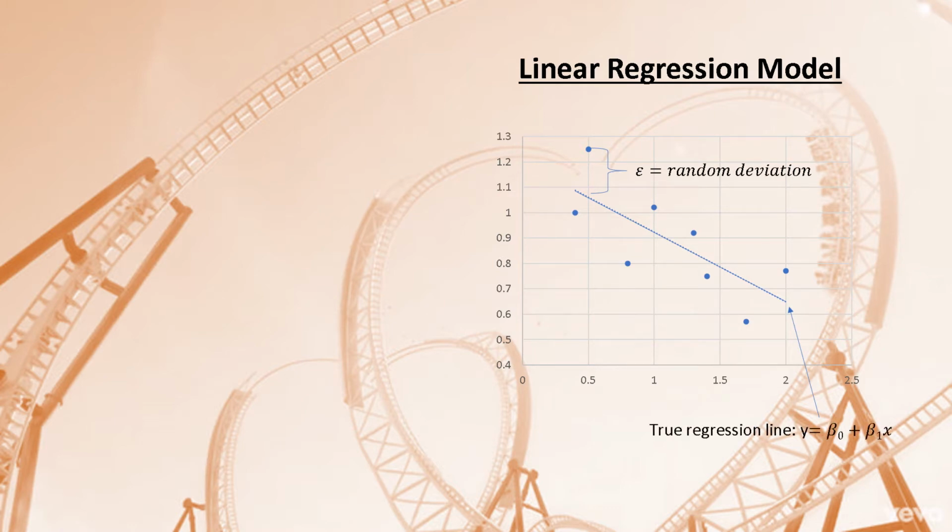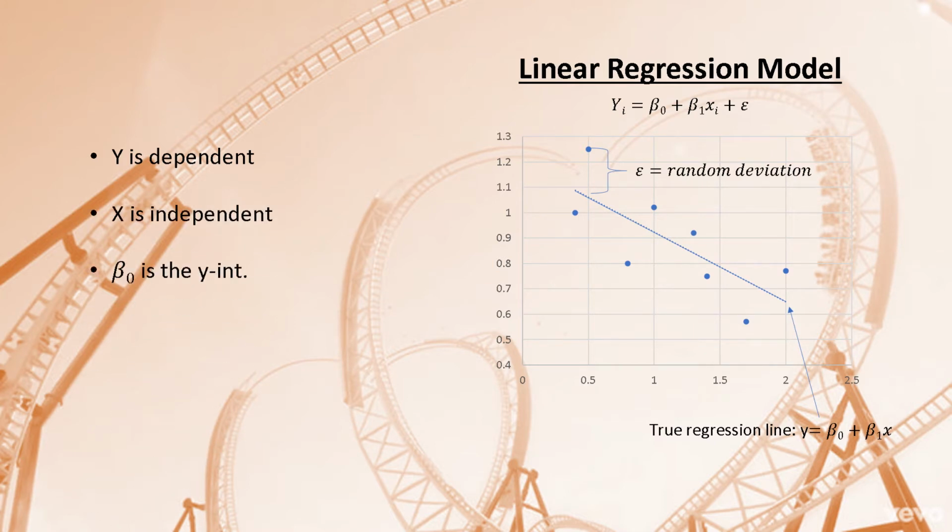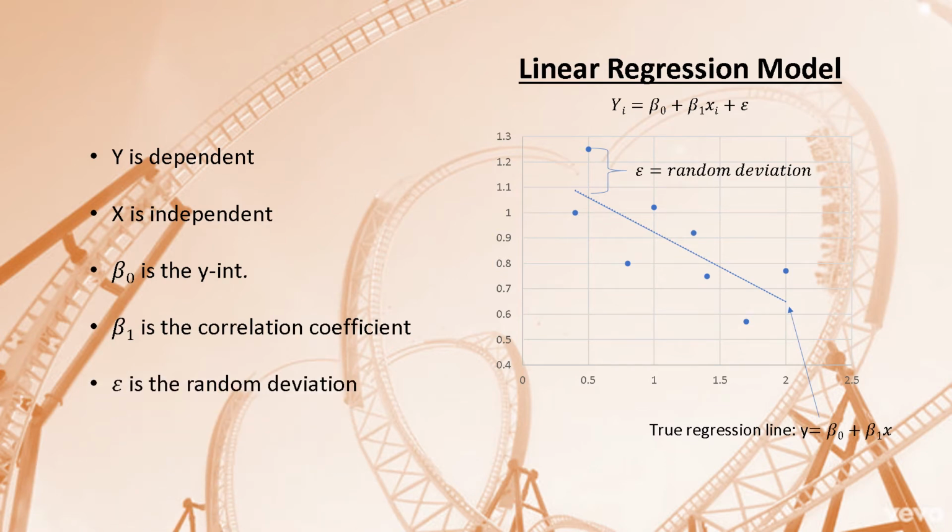To account for random variation, we use the probabilistic function y equals beta naught plus beta 1 times x plus epsilon, where y is dependent, x is independent, beta naught is the y-intercept, beta 1 is the slope, and epsilon is the random deviation. In this model, y is represented by 1 or 0 for the success or failure to reach the goal.